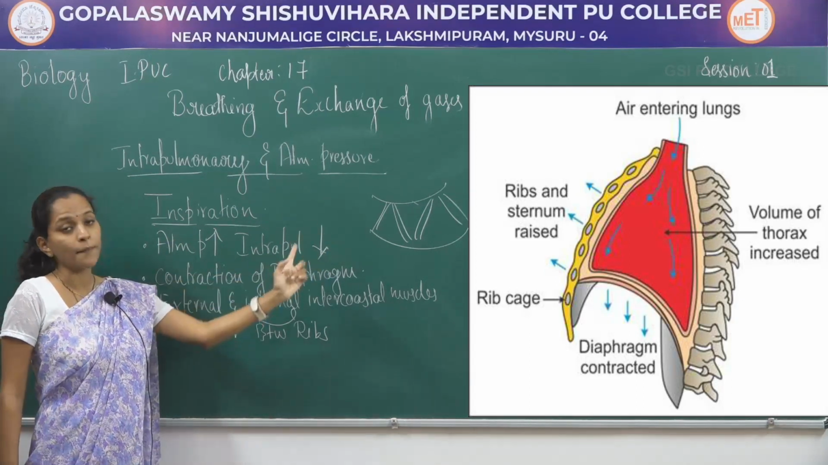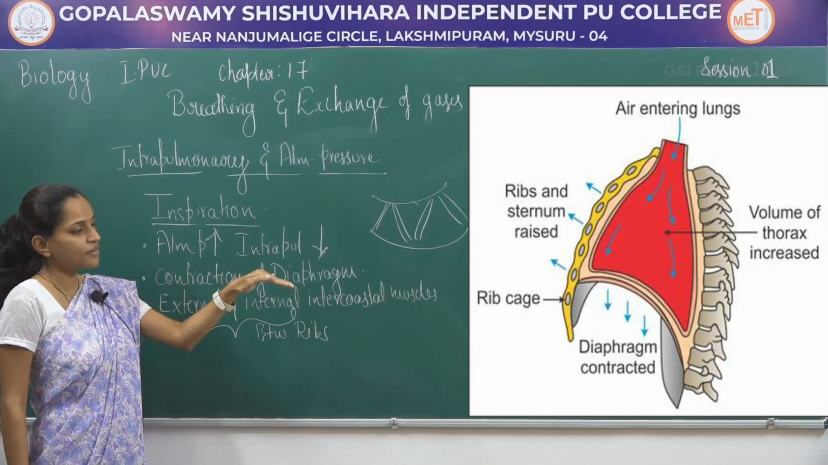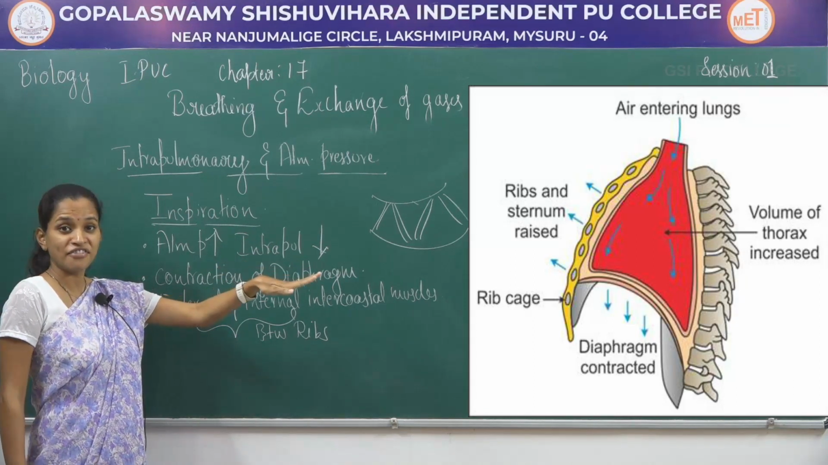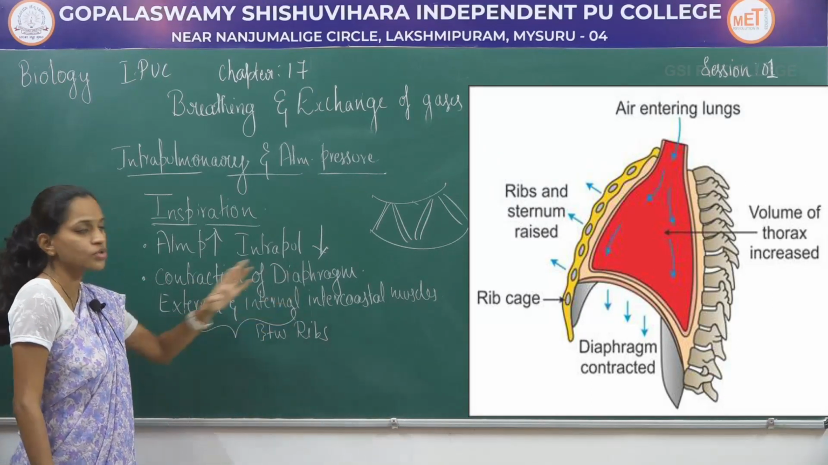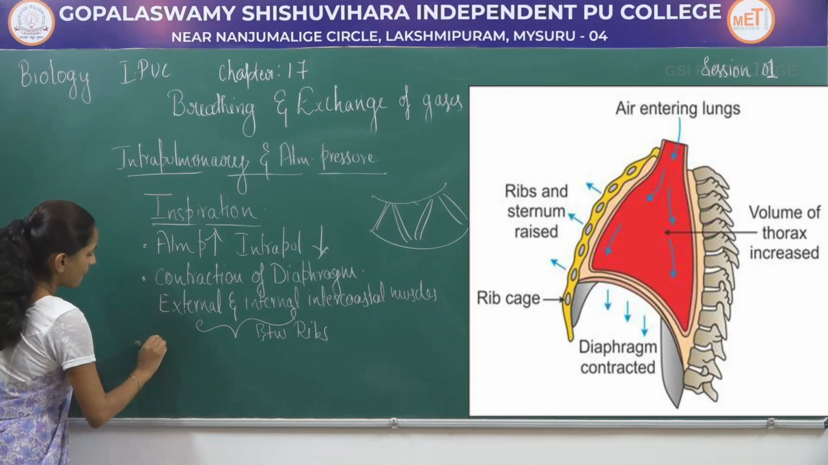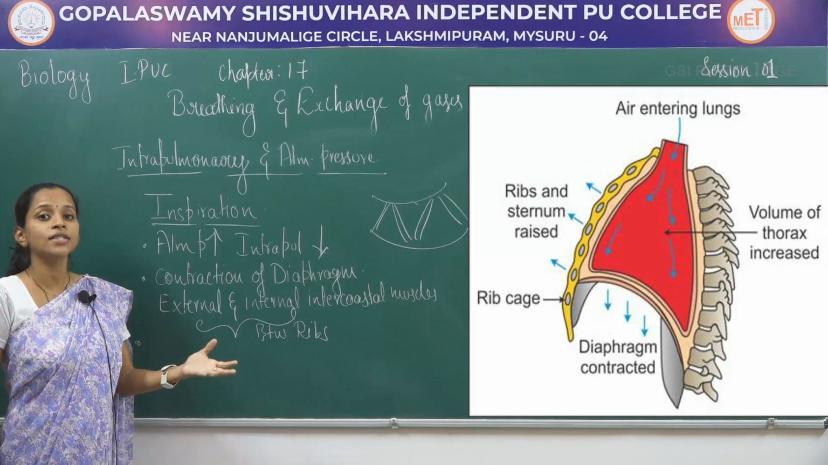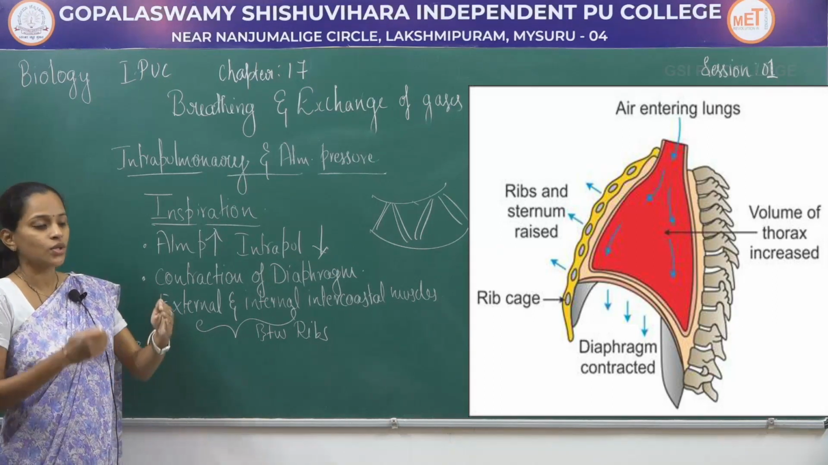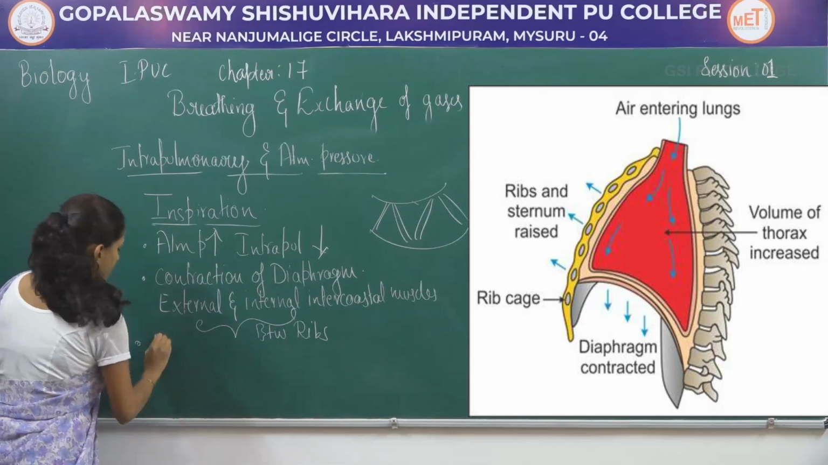Diaphragm is present at the base of the lung, that is in the lower region. So normally diaphragm is dome shaped. During contraction they become flat. So this flat diaphragm and contraction of intercostal muscles help in increasing the size of the thoracic cavity. The size of the thoracic cavity increases. When it increases, the thoracic cavity moves front as well as upward.